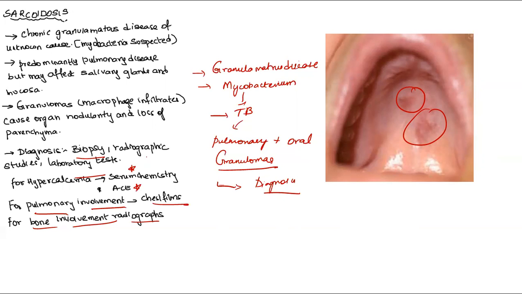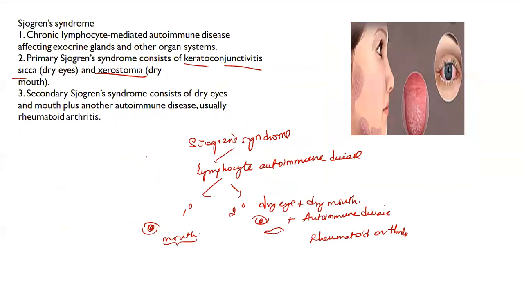So the patients might present with pulmonary infection and they might have granulomas, which cause organ nodularity and loss of parenchyma, which can be diagnosed with the help of biopsy and chest x-rays. Bone involvement can be seen through radiographs, and if there is a higher amount of calcium, it can be seen through serum chemistry, and we find ACE also.